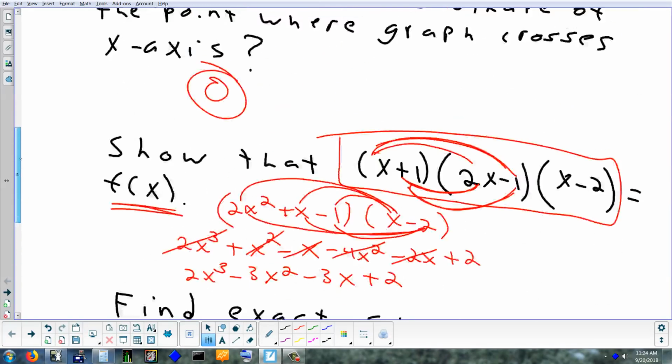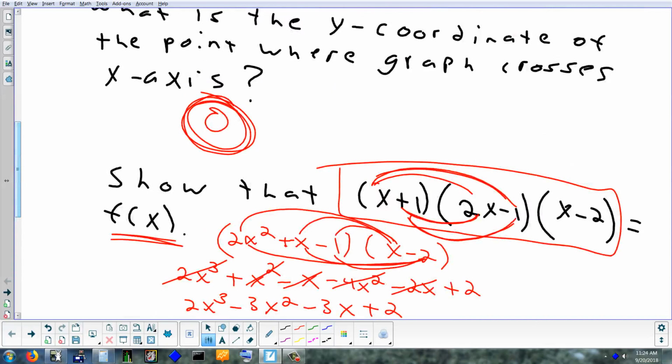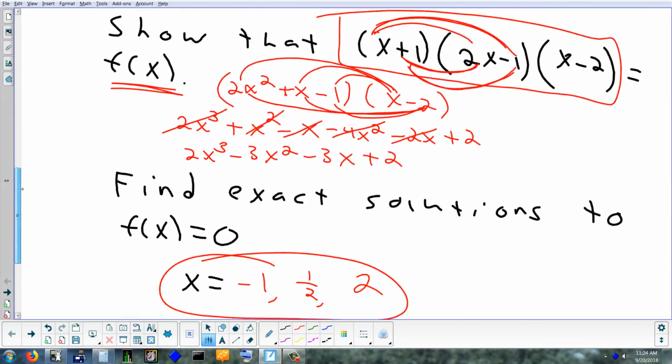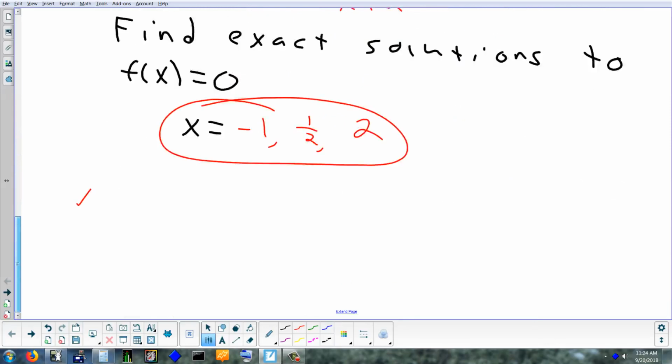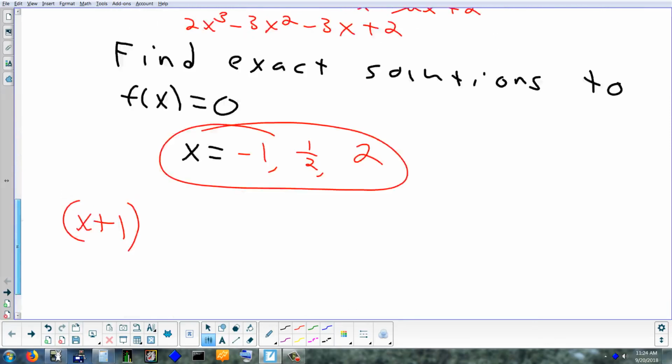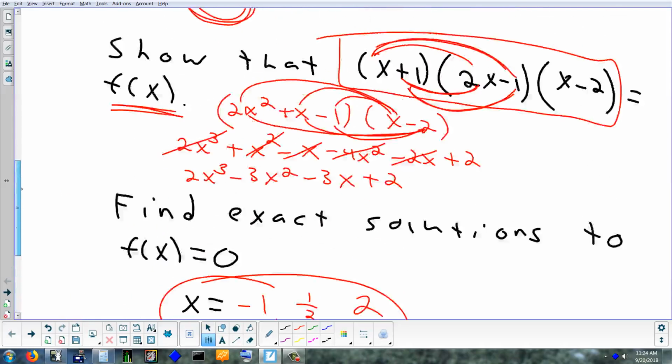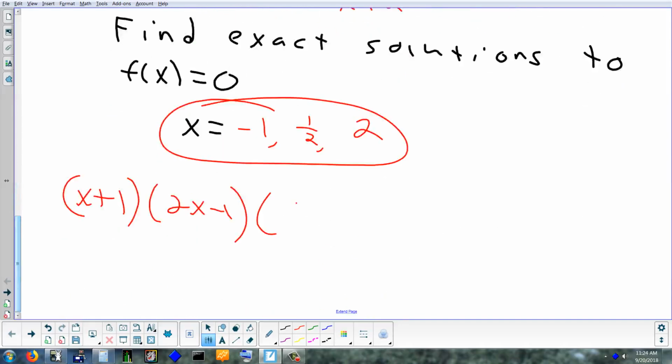We just mentioned that idea that the y value is 0 earlier. Now, look at what's in parentheses. X plus 1, 2x minus 1, and x minus 2. And we just figured out where that was equal to 0. That's what we just did on the calculator. We did second calc 0.